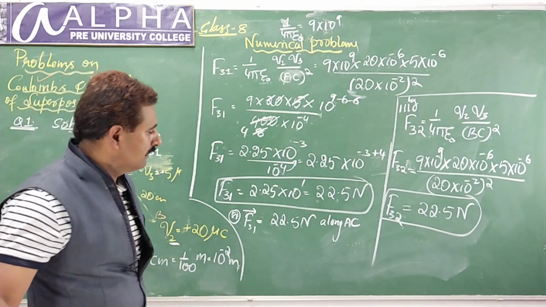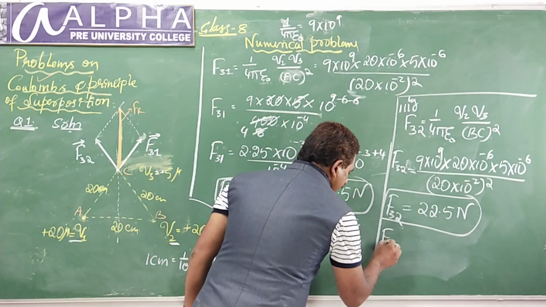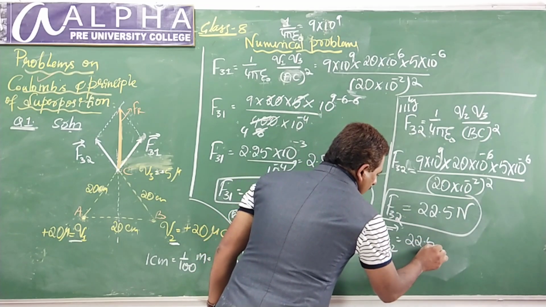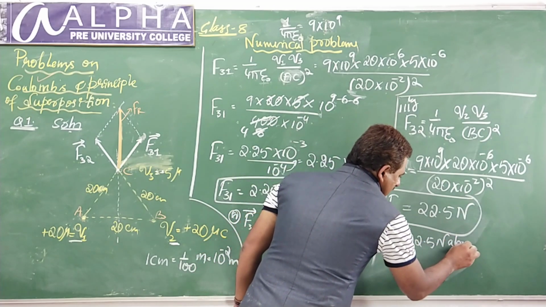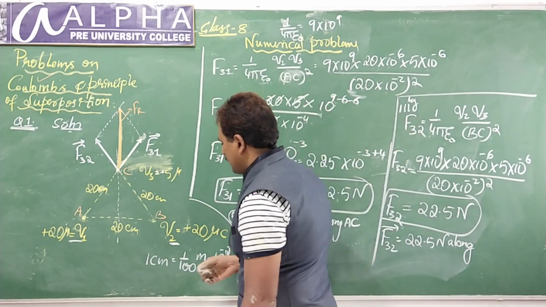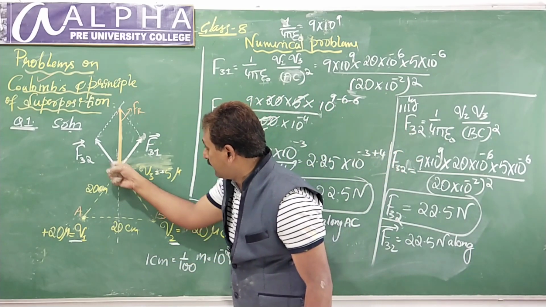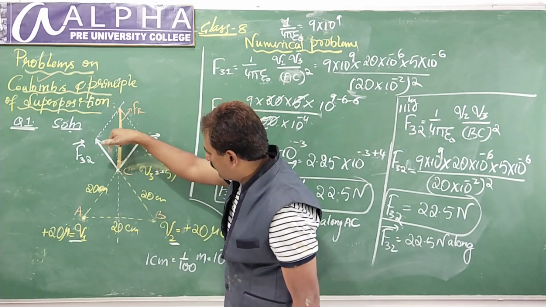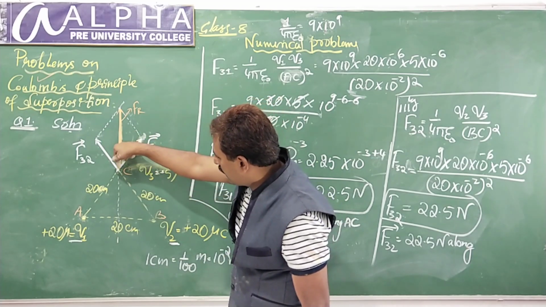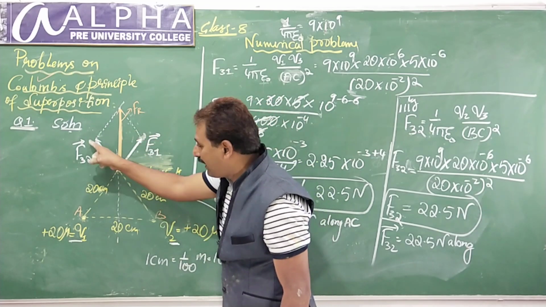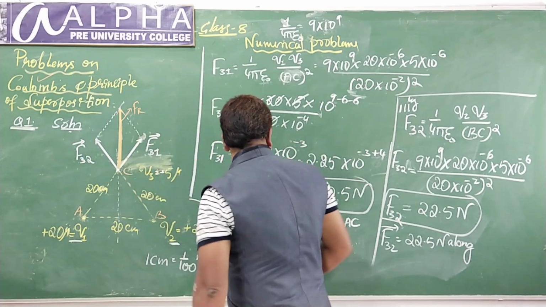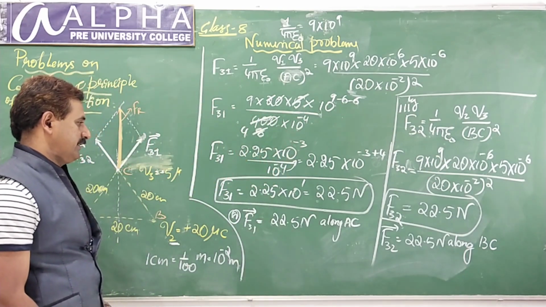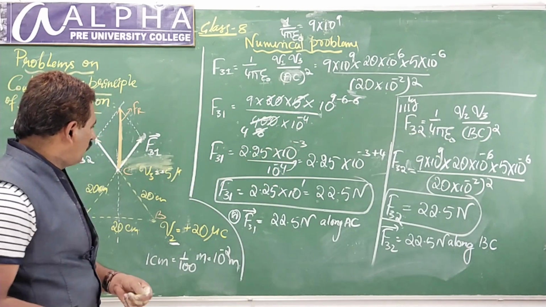Now students, if I write vectorially, the F32 vector, the value is 22.5 Newton along which direction? See here, from B to C, this way, away. If the force is attractive it is towards, but it is repulsive, that's why you show away. Away means along BC. That's it. You have found the individual forces, right? Now you have to find the resultant.